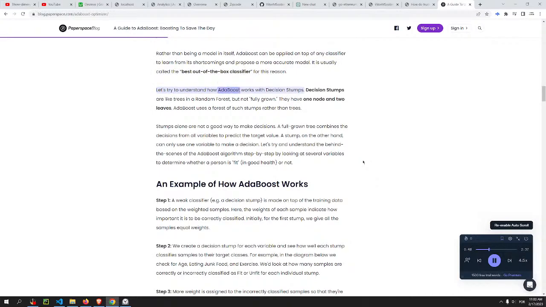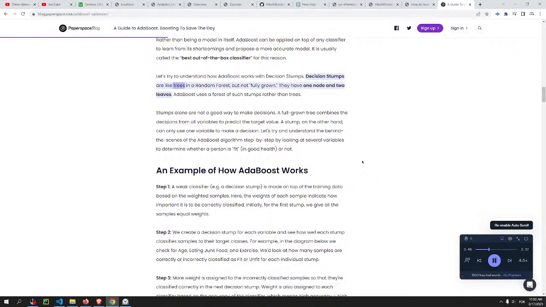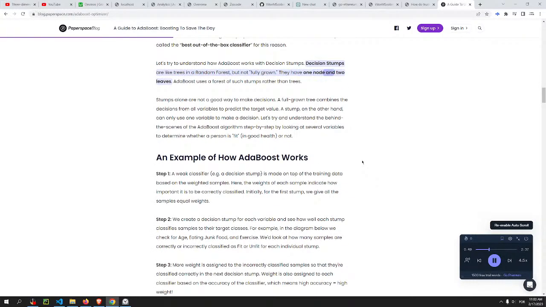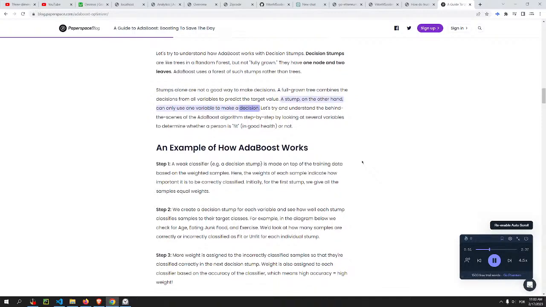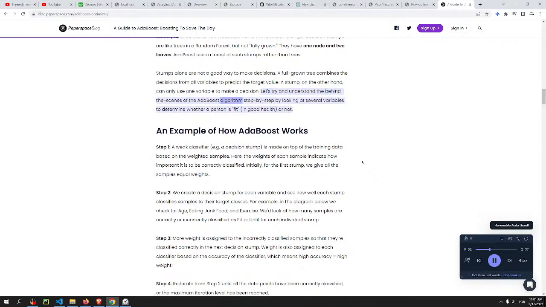Let's try to understand how AdaBoost works with decision stumps. Decision stumps are like trees in a random forest, but not fully grown. They have one node and two leaves. AdaBoost uses a forest of such stumps rather than trees. Stumps alone are not a good way to make decisions. A full-grown tree combines the decisions from all variables to predict the target value. A stump, on the other hand, can only use one variable to make a decision. Let's try and understand the behind-the-scenes of the AdaBoost algorithm step by step by looking at several variables to determine whether a person is fit, in good health, or not.